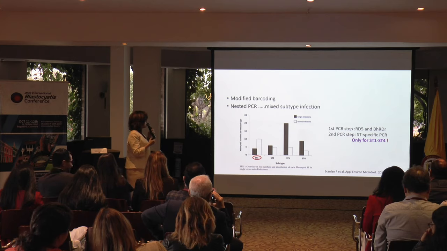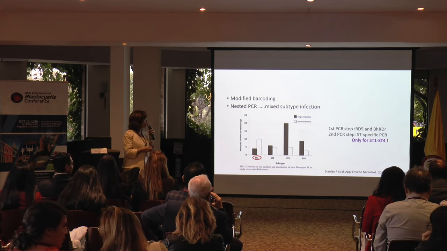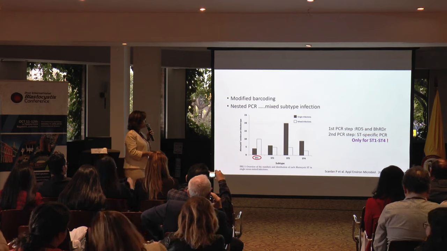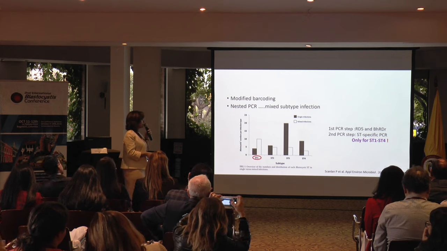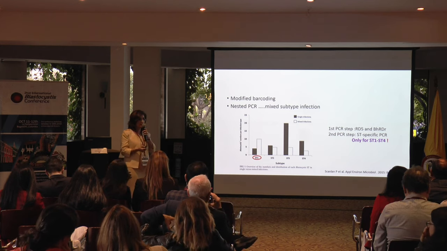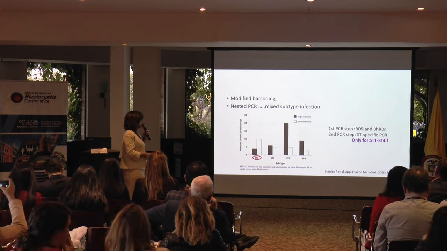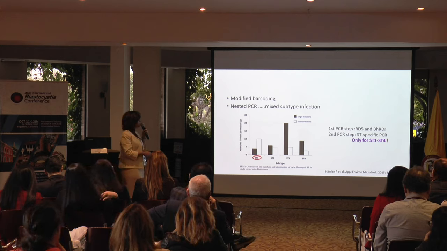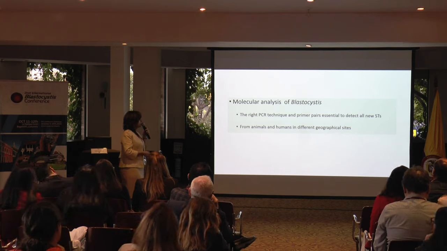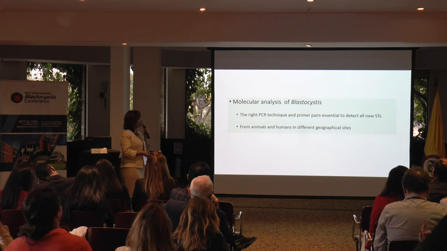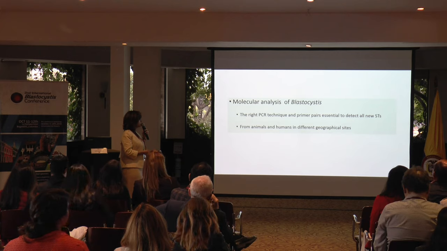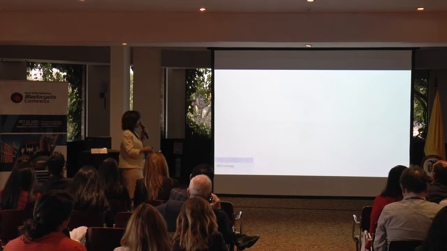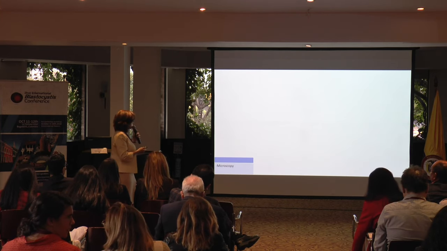But we needed nested PCR to detect mixed infection. In the first step, we use the same primers, and in the second step, we use subtype-specific PCR. But we can detect only mixed infection if it includes ST1, 2, 3, 4. And according to their studies, in the mixed infections, they reported ST1 dominancy. So the right PCR technique and primer pairs are essential to detect all new STS, from animals and humans in different geographical sites. So we need more specific primers for this study or tests.